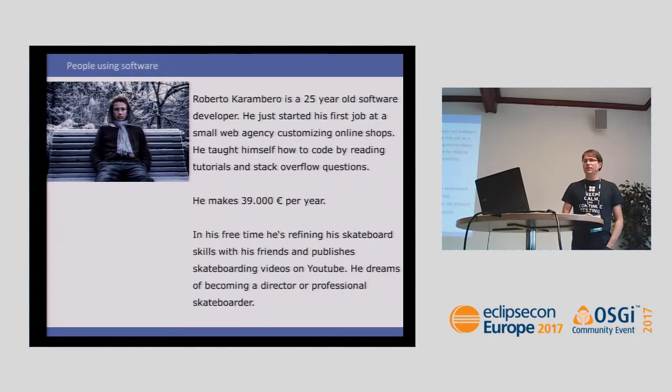Another example, Roberto Canabero is a 25-year-old software developer. He just started his first job at a small web agency customizing online shops. He taught himself how to code by reading tutorials and Stack Overflow questions. He makes $39,000 a year. In his free time, he's refining his skateboard skills with his friends and publishes skateboarding videos on YouTube. He dreams of becoming a director or professional skateboarder.